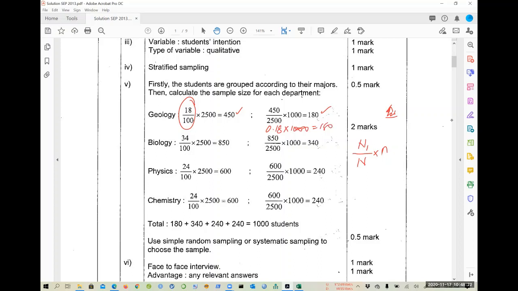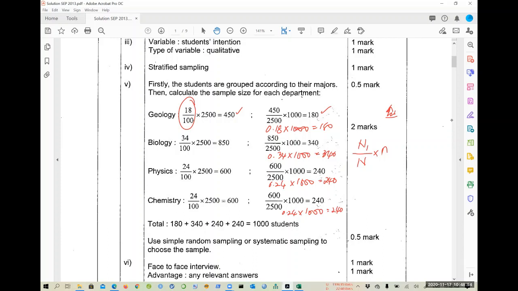Similarly, this one is 0.34 times 1,000, so you get 340. And the fourth one is 0.24 times 1,000, so you get 240. And lastly, 0.24 times 1,000 is equal to 240.